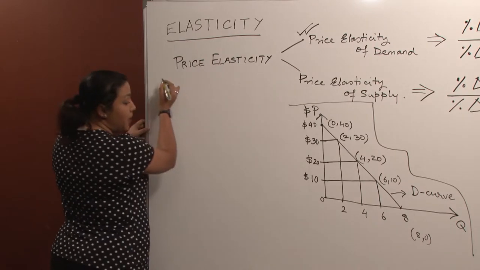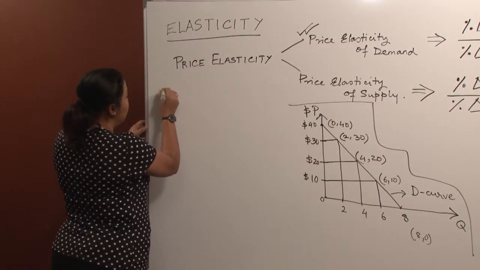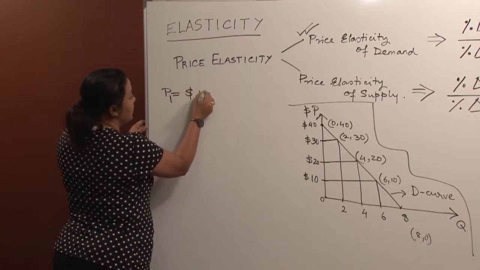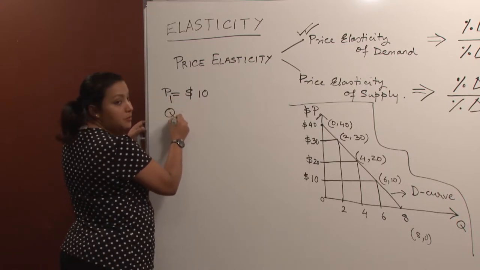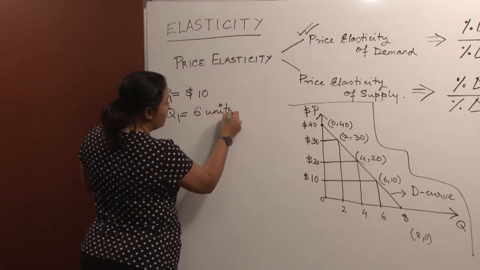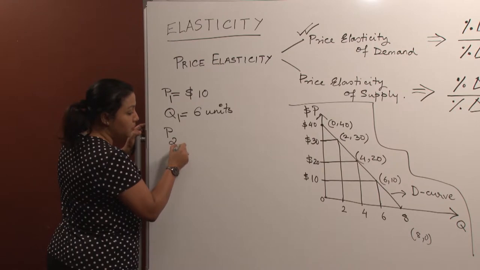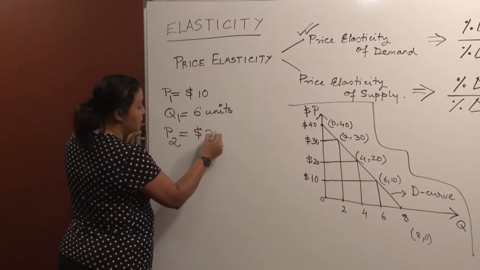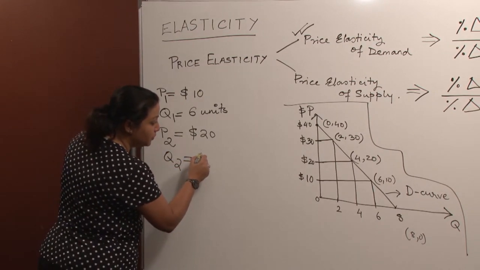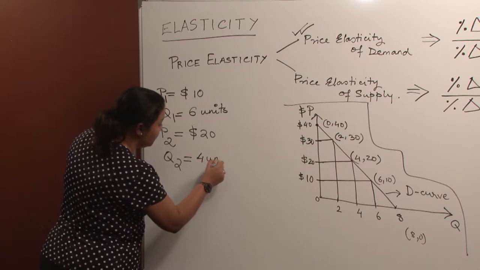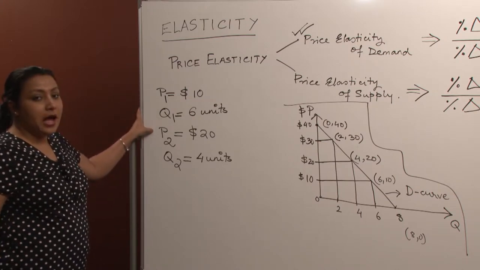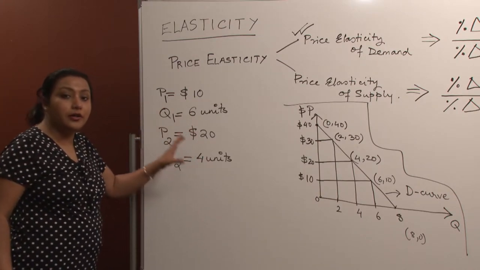So, we are saying that my initial price, P1, is $10. At price P1, the quantity demanded is Q1, so that is 6 units. When the price changes to P2, that is $20, the price has gone up, the quantity demanded changes to 4 units, right? So, for a $10 increase in price, I have a 2 units decrease in the quantity demanded.